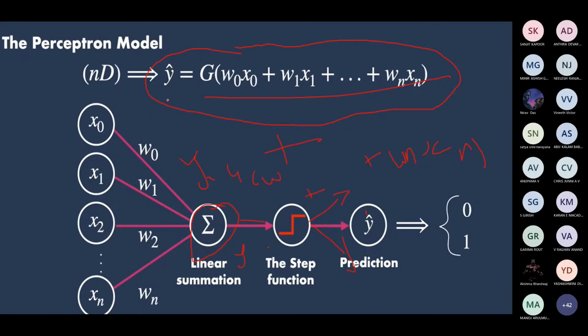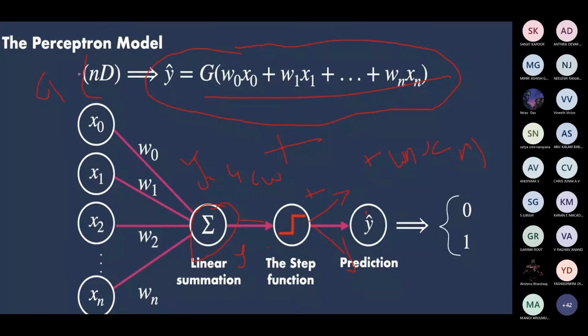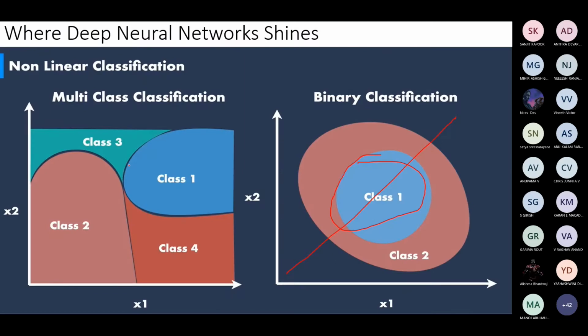For class 1, class 2, a single layer perceptron, I draw like this. For an AND gate, with the help of a single formula, I am able to segregate one class, class 1, class 2. But what about if I have multiple classes, something like this? Class 1 is there, class 2 is there. Till now, I was able to segregate only class 1, class 2. But what about class 3, class 4? If I have multiple classes, multi-class, and what about this kind of classification? This is where non-linear classification, where deep neural networks shine.